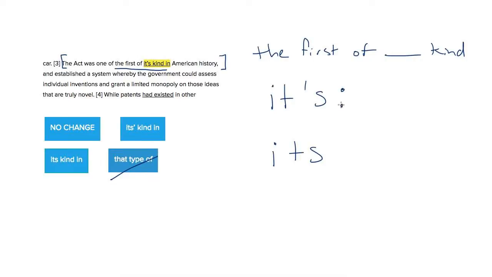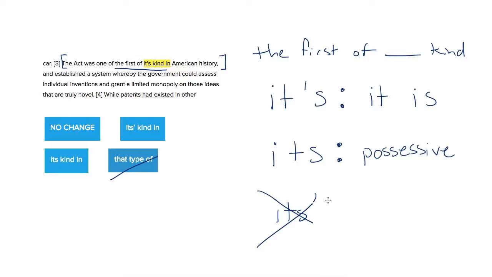Its with an apostrophe is a contraction. It is not a possessive. It's a contraction that stands for it is. Its without an apostrophe, maybe a little bit confusing, but without an apostrophe is a possessive. Okay, and its with an apostrophe at the end is not a proper English word. We never use it, so we can always rule that out if we see it. Okay? In this case, we don't want to be saying the act was one of the first of it is kind in American history. That just simply doesn't make sense. So we're going to rule out no change, and that leaves us with the possessive form of the word its without an apostrophe.